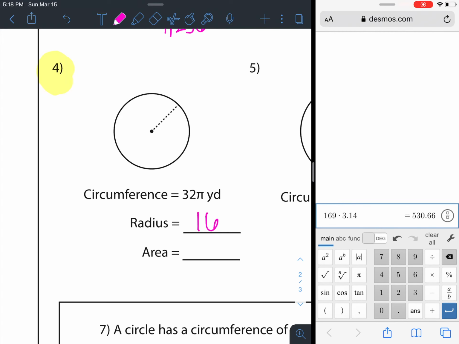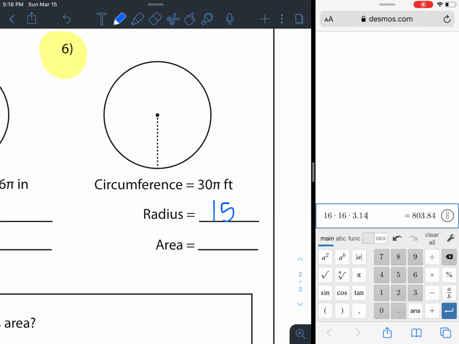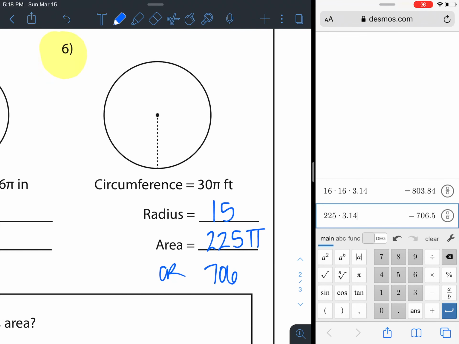For 4, the radius should be 16, and then your area should have been 256 pi or 803.84. Make sure you are showing your work. You're just checking the answers right now, but I should see all of the work. For number 6, the radius should be 15, which makes the area 225 pi or 706.